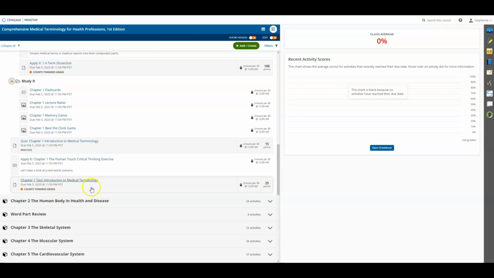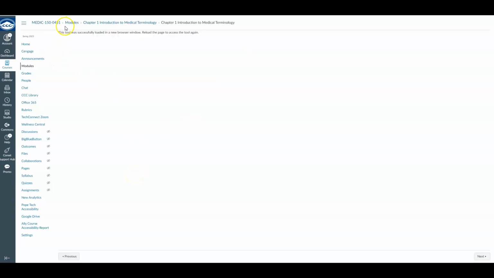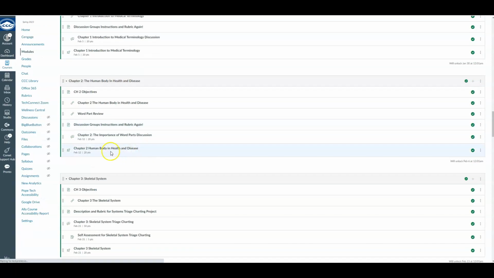These are different. They are weighted different than the quizzes that I have in the modules that are outside of MindTap. So these quizzes and tests within MindTap are weighted as assignments. They count as assignments. They do not count as a quiz. Okay? The quizzes that I have in the modules, which we will look at when I get back to modules. For example, Chapter 1, Introduction to Medical Terminology, that counts as a quiz. So that counts all by itself.